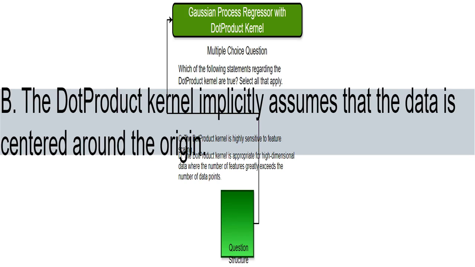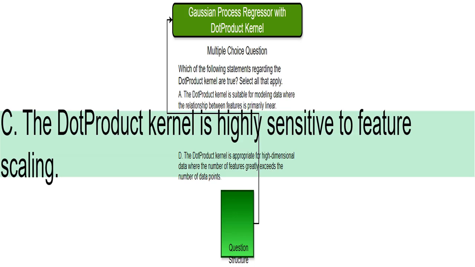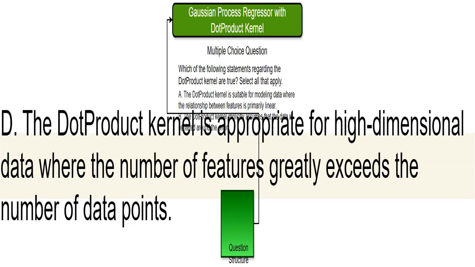Ideally, the data should be centered around 0. I'm testing whether you know that changes to the scale of your features directly affect the outcome of the dot product calculation, hence significantly impacting the kernel and therefore your model. This explores if you are aware of potential pitfalls when using the dot product kernel with high-dimensional data. There are challenges here related to the curse of dimensionality.